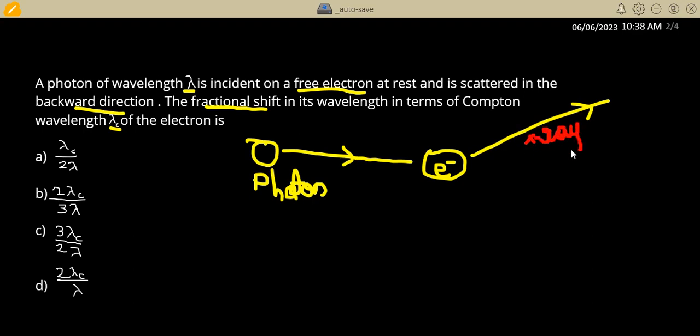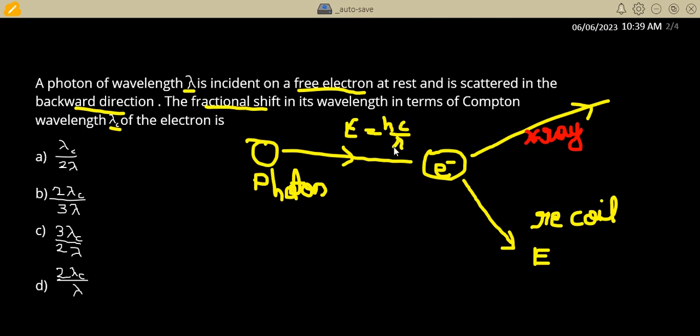So we know the X-ray, how the X-ray is produced. The X-ray moves on in this direction, and this electron gets diverted in this direction to recoil. It lost some energy, so due to the hit of the photon, it recoils in this direction to regain its energy. Now this photon has an energy of E equal to hc by lambda.